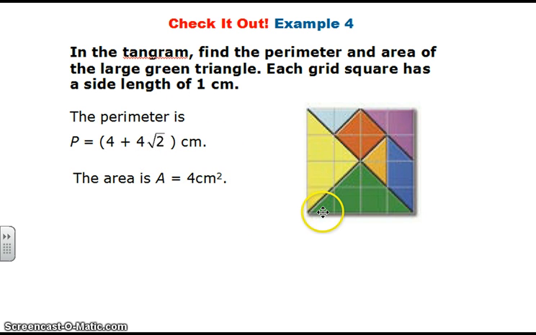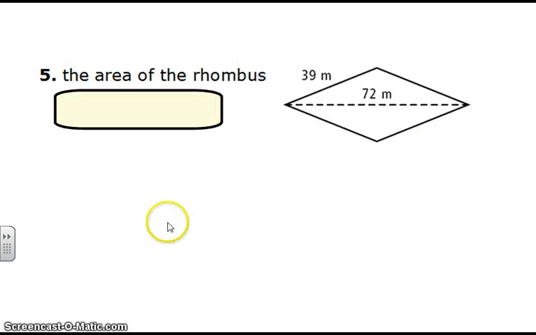Now our area is, can you jot down the formula for the area of a triangle? Good, BH over 2. So 4 times 2 is 8 divided by 2 is 4 centimeters squared. Good job. Can you find the area of this rhombus? Pause the video and come back.